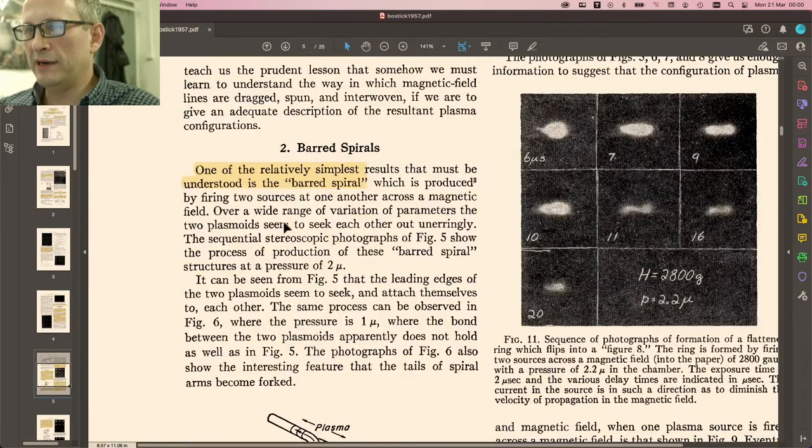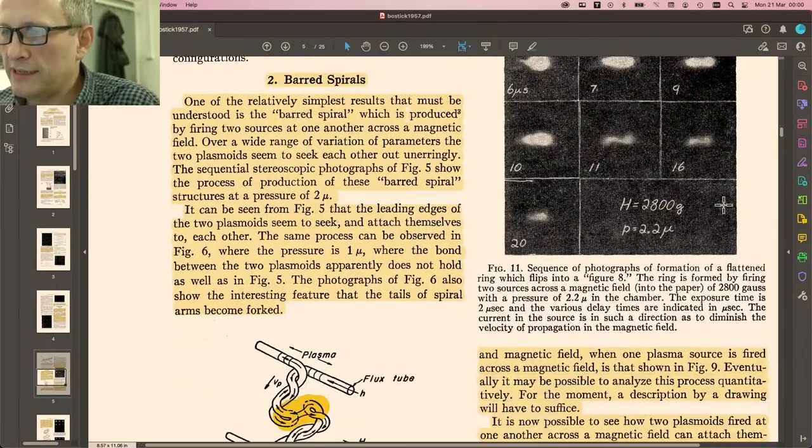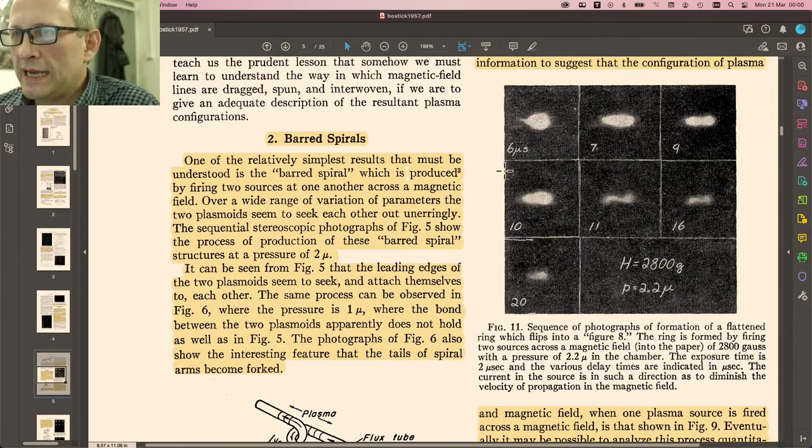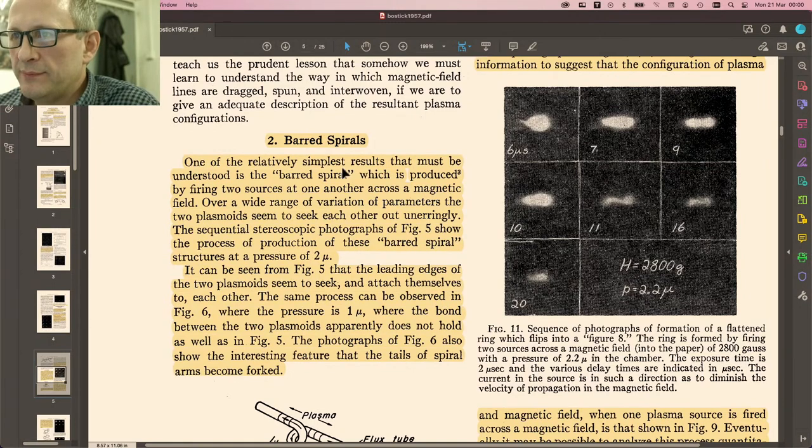So here we go. We're coming to the barred spirals here. I think it's not a bad description. I think it's not quite like this, but I do like how he's saying this. So, barred spirals. One of the relatively simplest results that must be understood is the barred spiral, which is produced by firing two sources at one another across a magnetic field. Over a wide range of variation of parameters, the two plasmoids seem to seek each other out unerringly. So they're always trying to go and attract each other. The sequential stereoscopic photographs of figure 5 show the process of production of these barred spiral structures.